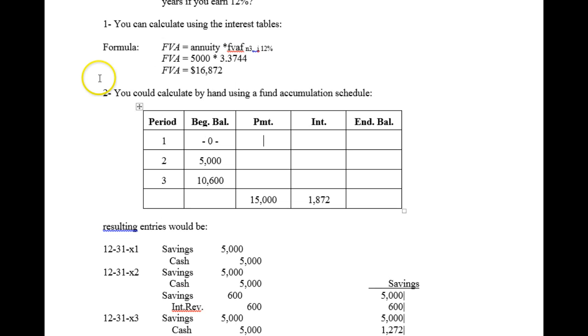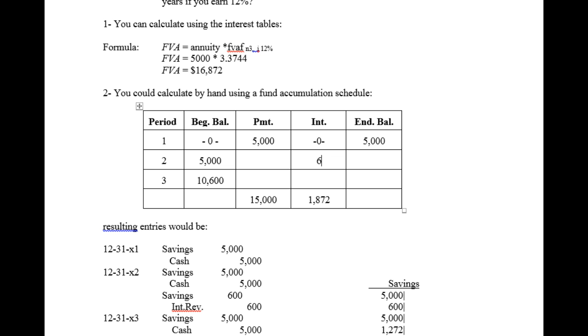$16,872. Now let's do that by using a fund accumulation schedule, which I just erased because I didn't want you to see that yet. At the beginning of the period, you have no money, and at the end of the period, you deposit $5,000. You won't get any interest on that for the first period because you deposited it at the end, so your ending balance will be $5,000. For the second period, you'll earn 12% on that $5,000.